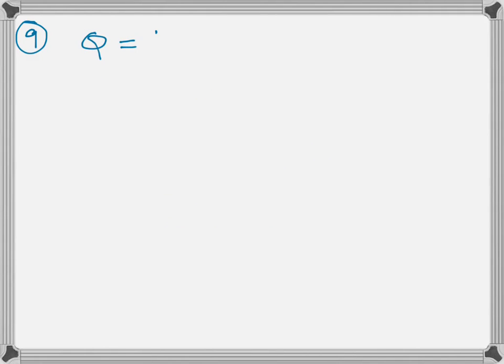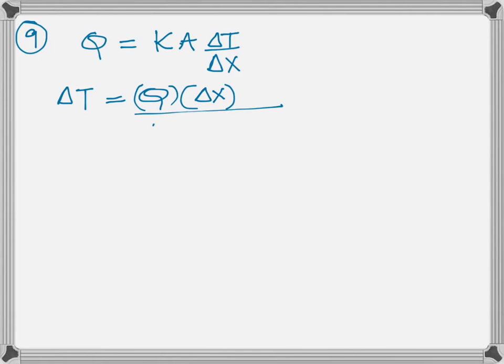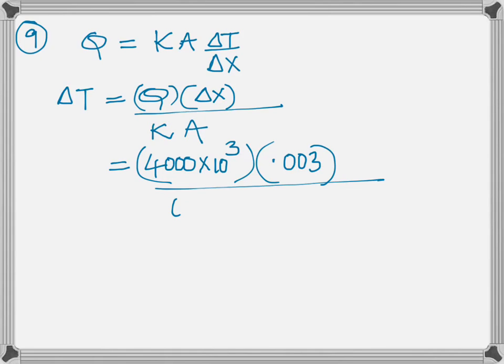Here it is, number 9. That's conduction. So Q is Ka delta T by delta X. First find delta T, although you're not asked to find delta T. Delta T is Q delta X by Ka. And 4,000 kilocalories is 4,000 times 10 to the 3. And X is in centimeters, that's why divided by 100 to become meters.